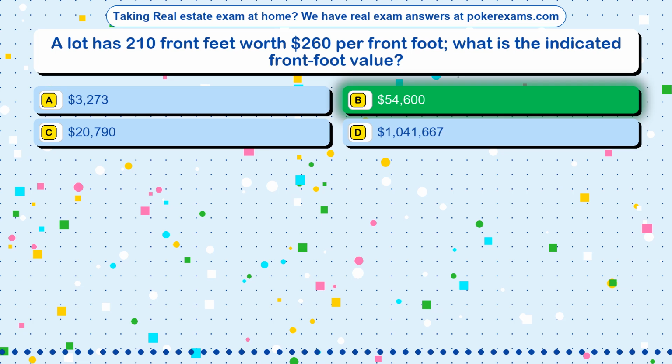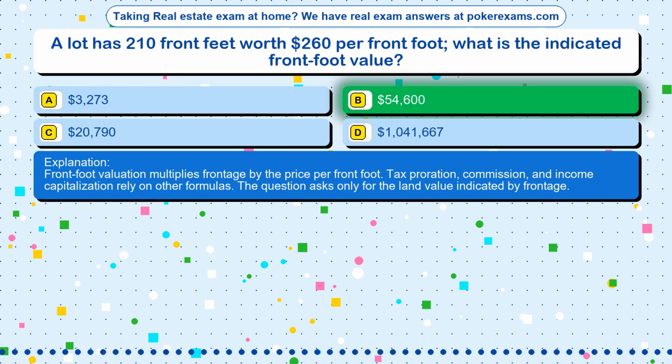The correct answer is option B, $54,600. Front foot valuation multiplies frontage by the price per front foot. Tax proration, commission, and income capitalization rely on other formulas. The question asks only for the land value indicated by frontage.